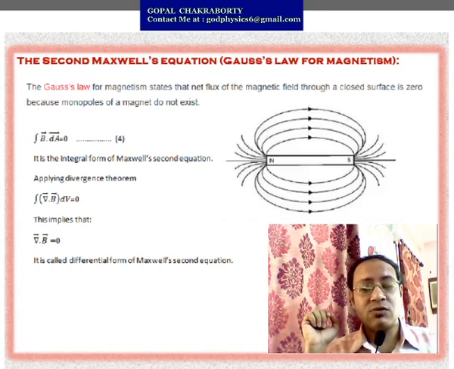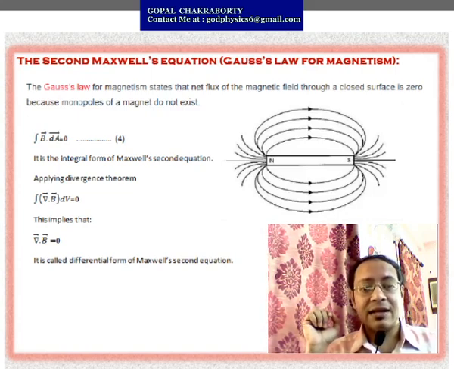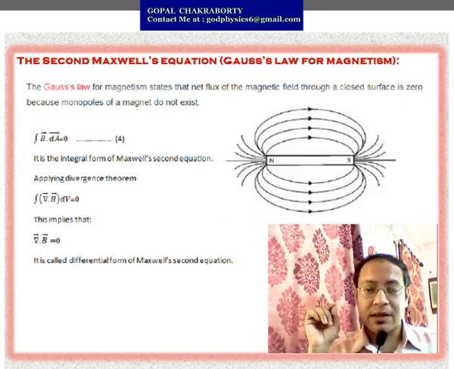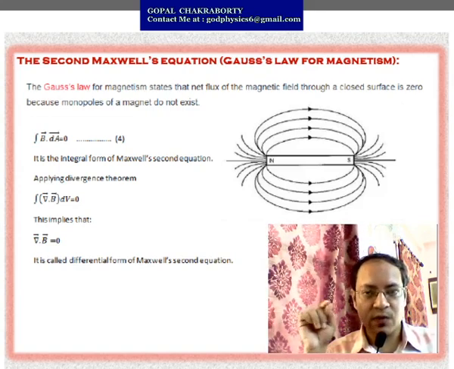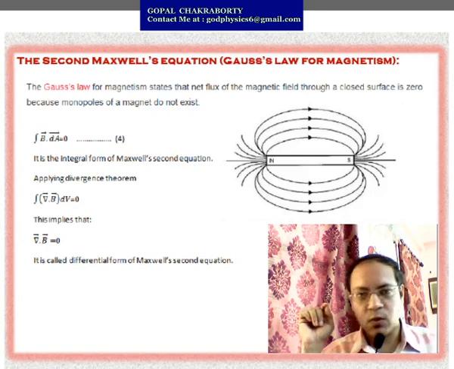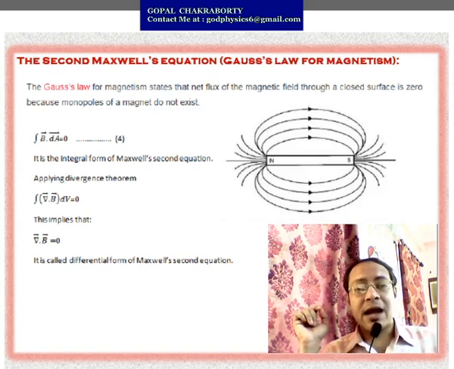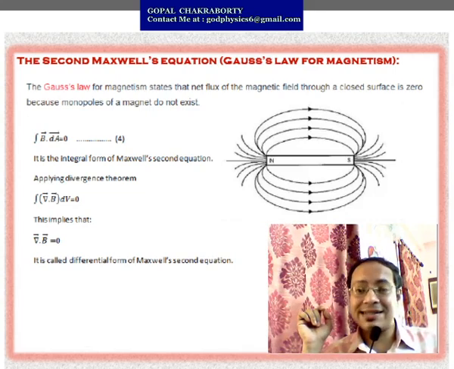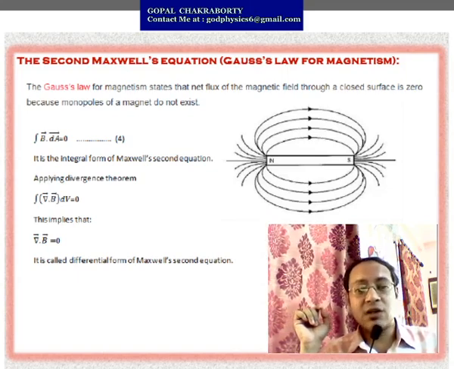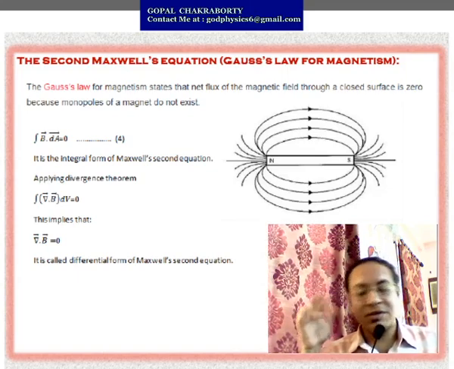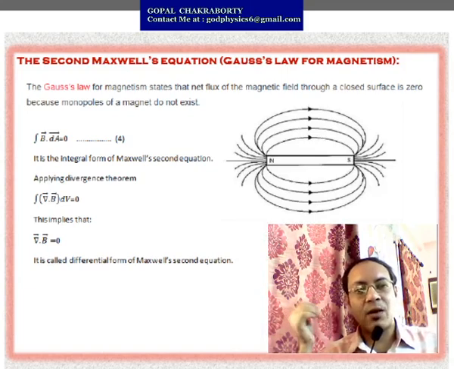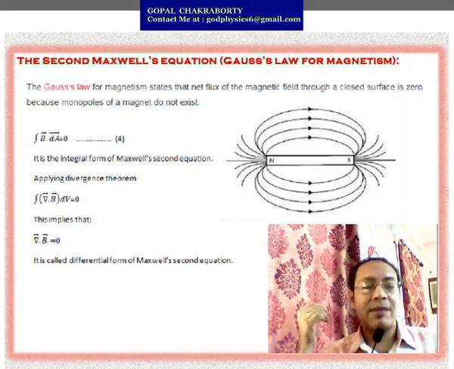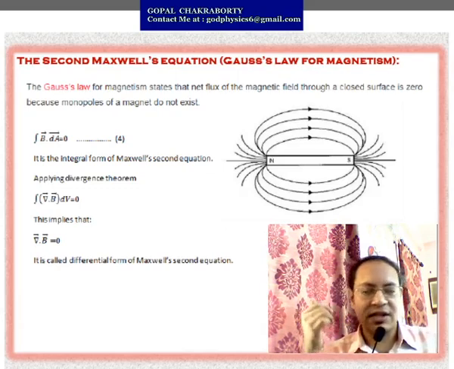This equation also states that magnetic lines of force form closed curves. They originate from the North Pole and end at the South Pole, which means isolated poles or magnetic monopoles don't exist. They always exist in pairs. Considering this concept, now I am going to derive the second Maxwell's equation, that is del dot B equals 0.